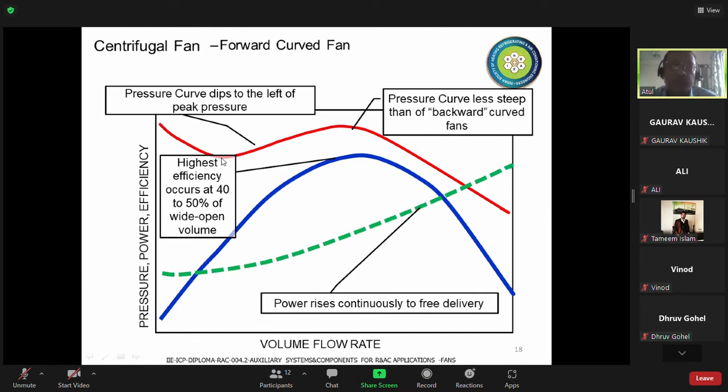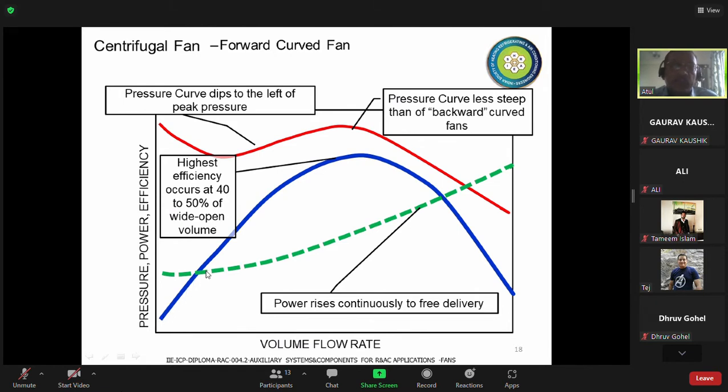This is normal. This is what you can normally expect in a forward curve fan. There will be a dip, and then the pressure will start increasing. There will be a maximum. This is the peak pressure, at a certain flow rate. You do not buy a fan at this peak pressure. I will explain that later. After that, as the flow rate increases, the pressure starts decreasing.